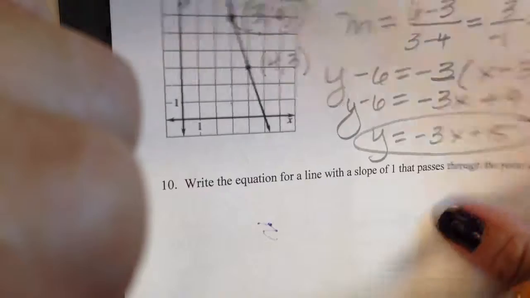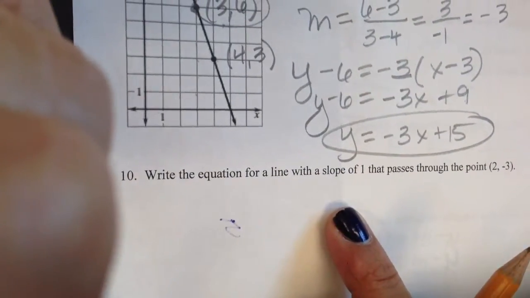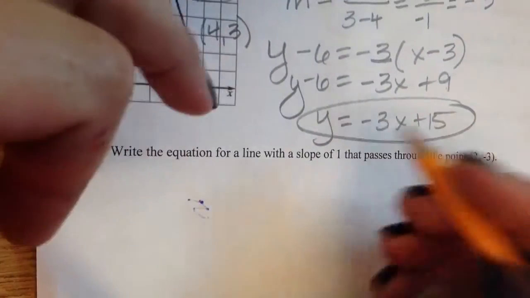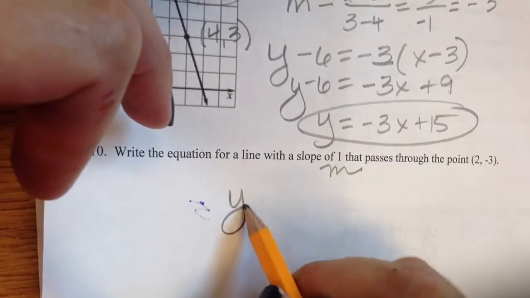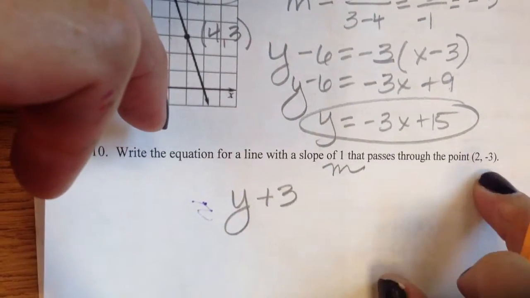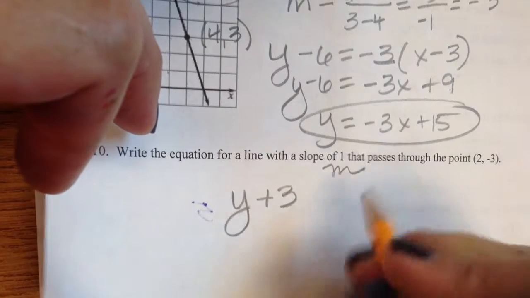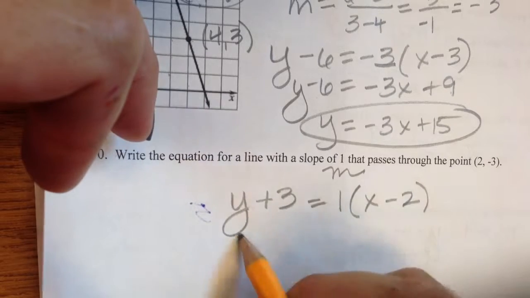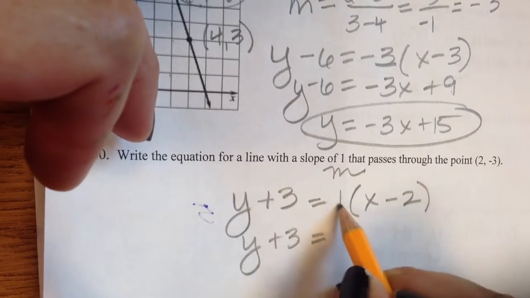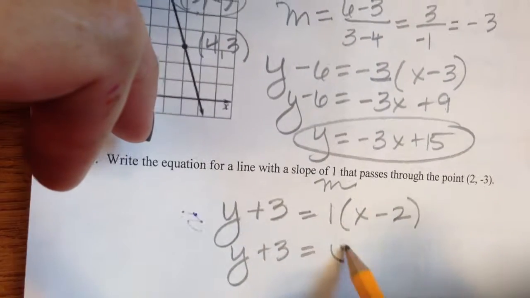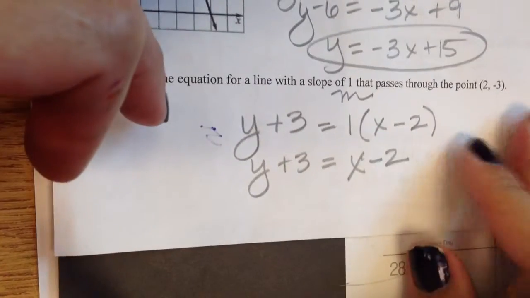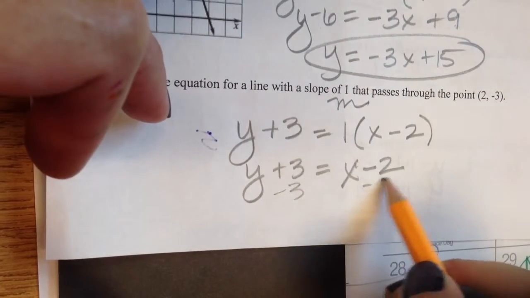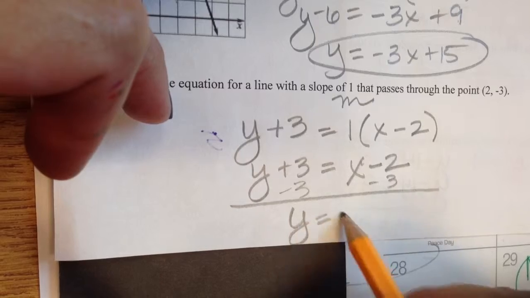Last but not least, number 10. Write an equation for a line with a slope of 1 that passes through the point (2, -3). Again, point-slope form. Y plus 3, because it's y minus -3, equals 1 times x minus 2. Y plus 3. This 1, the parentheses, nothing's going to change when I distribute a 1. If I subtract 3 from both sides, y is equal to x minus 5.